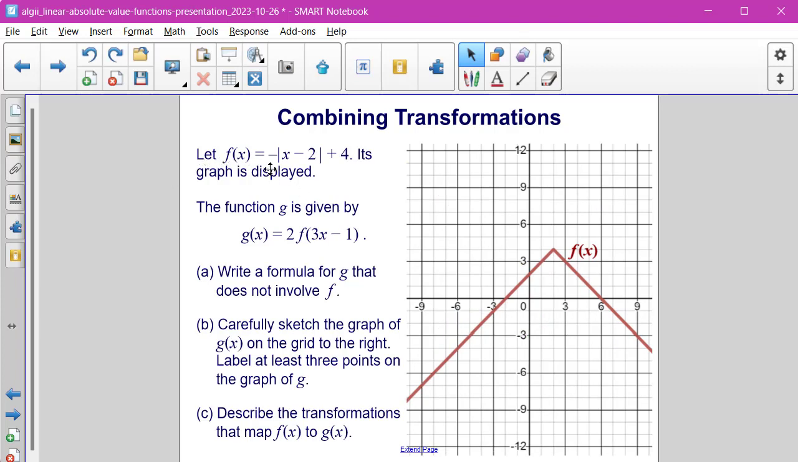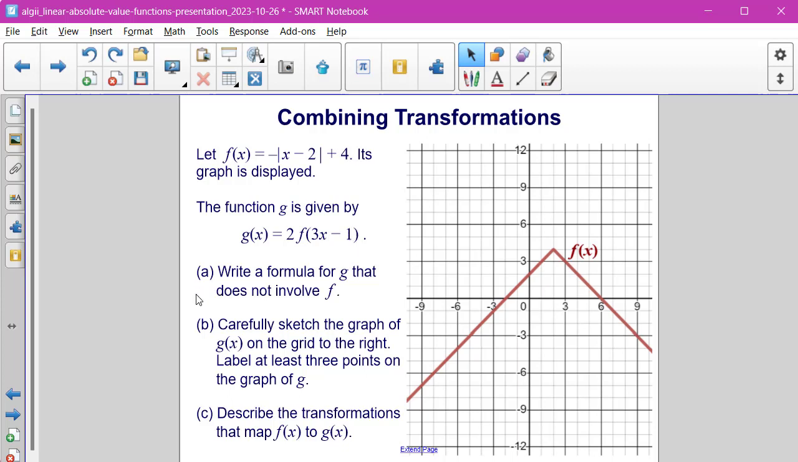We're going to let f of x still be equal to the negative absolute value of the quantity x minus 2 and then plus 4. Its graph is displayed. The function g is given by g of x is equal to 2 times f of, and then in parentheses, 3x minus 1.